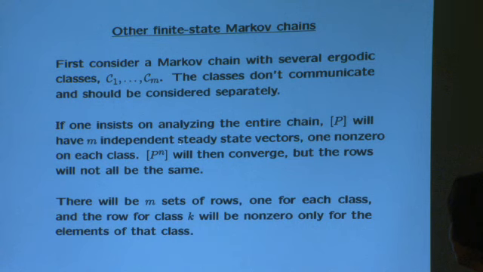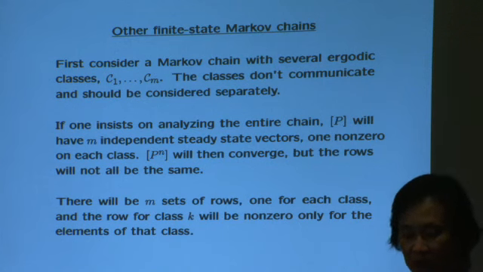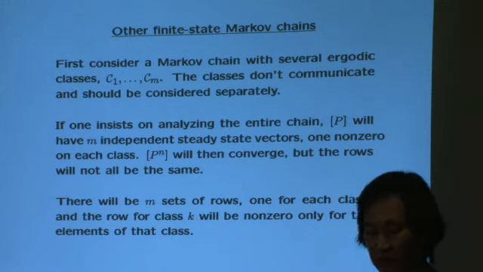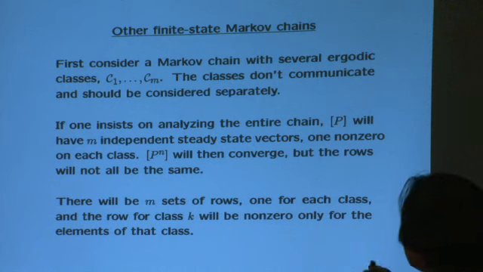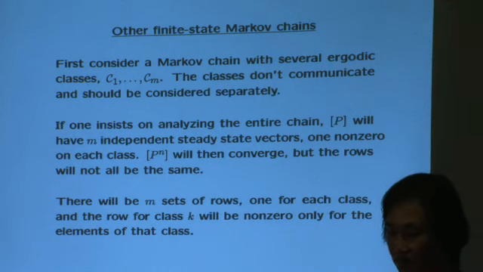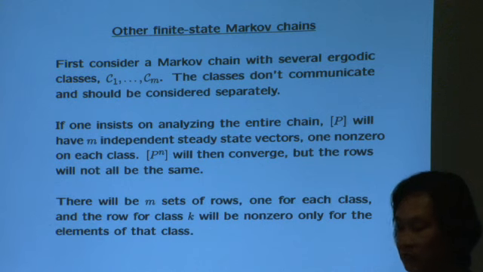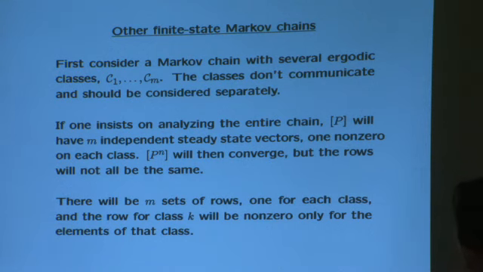So P to the n is still going to converge, but the rows are not going to be the same. Basically, you're going to have blocks. If states 1 through k are in one class, k through L in another class, and L through Z in another class, the steady state vector is going to be in blocks. The recurrent classes only communicate within themselves. Because these don't communicate, they're separate, so you're going to have a lot of zeros in the limiting state.